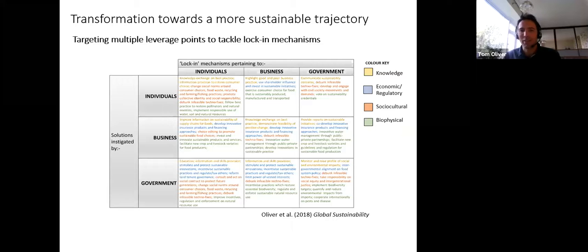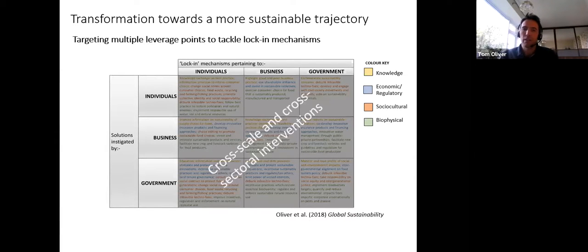Now, obviously, this slide is very detailed. I'm not going to go into it, but the whole point really to get from this is that these mechanisms, as you can see on the right, the colors are codes for knowledge, economic or socio-cultural factors. The solutions can be instigated by individuals, business or government, and they can address lock-in mechanisms pertaining to those different levels.